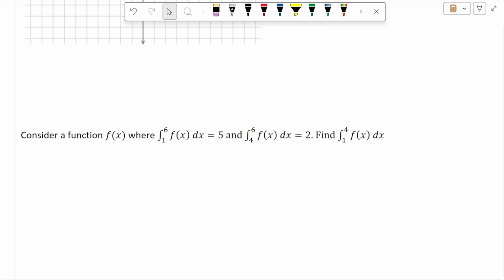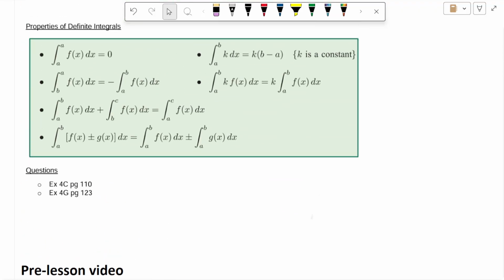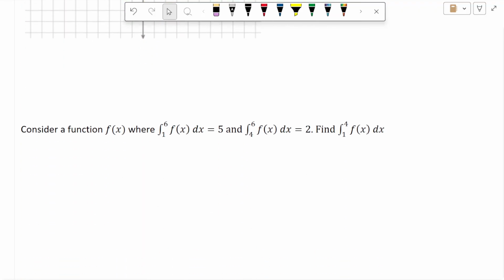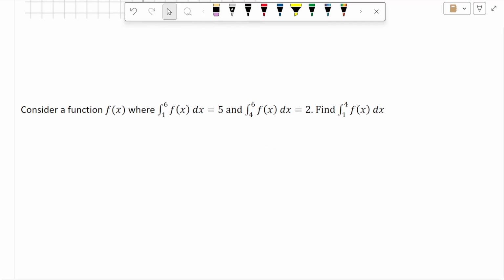Now, this is where it really gets spicy. We're not going to give you a picture of this. I'm just going to give you those 3 integrals, and we'll see if we can use these properties above to figure out what that missing one is. So the integral from 1 to 6 is 5, and the integral from 4 to 6 is 2. We want to find the integral from 1 to 4.